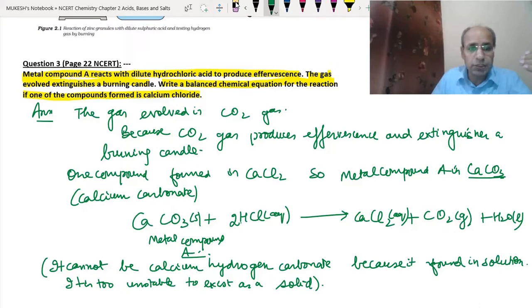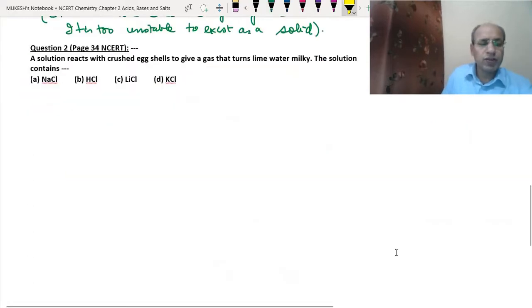So this metal compound is calcium carbonate, and the reaction is calcium carbonate plus hydrochloric acid gives calcium chloride plus carbon dioxide gas plus water. Okay, I hope you have understood this question. Now let's do the next. Now we have the next question.